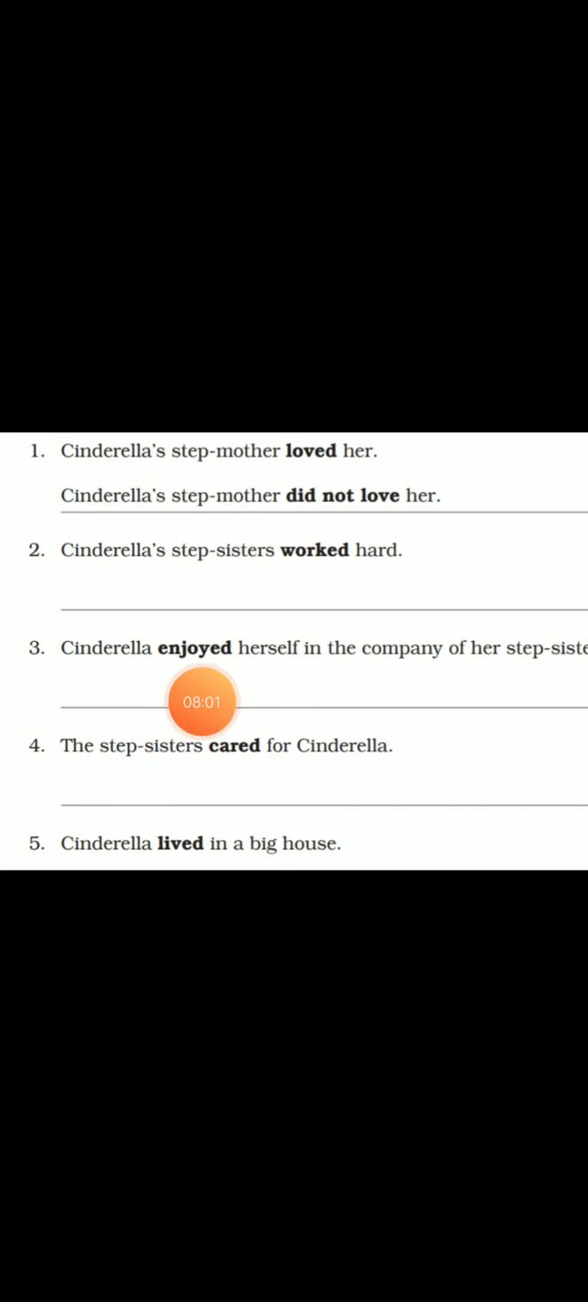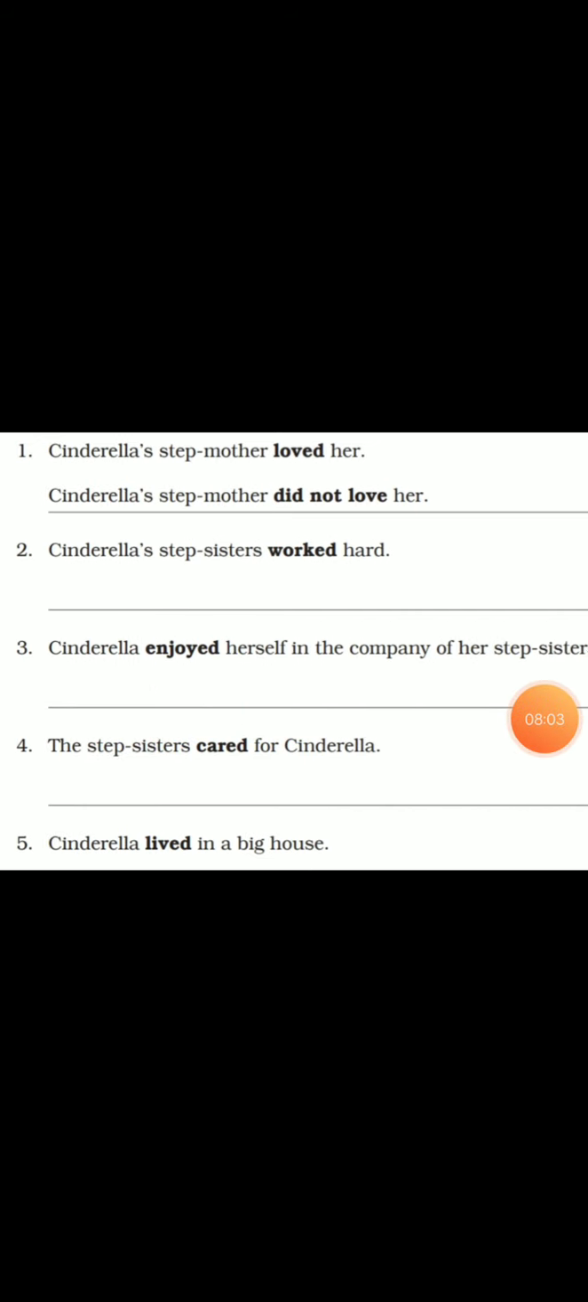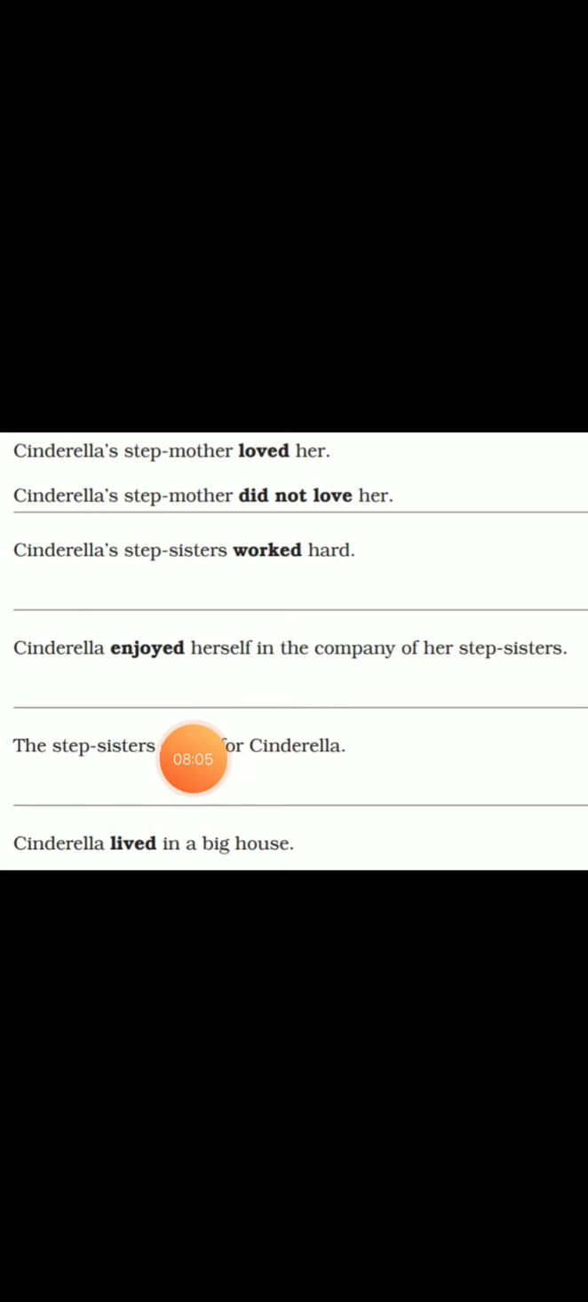Cinderella enjoyed herself in the company of her stepsisters. Did Cinderella enjoy herself in the company of her stepsisters? No. So, how will we write it here? Cinderella did not enjoy herself in the company of her stepsisters. So, we have changed enjoyed into did not enjoy, and the rest of the words will remain the same.